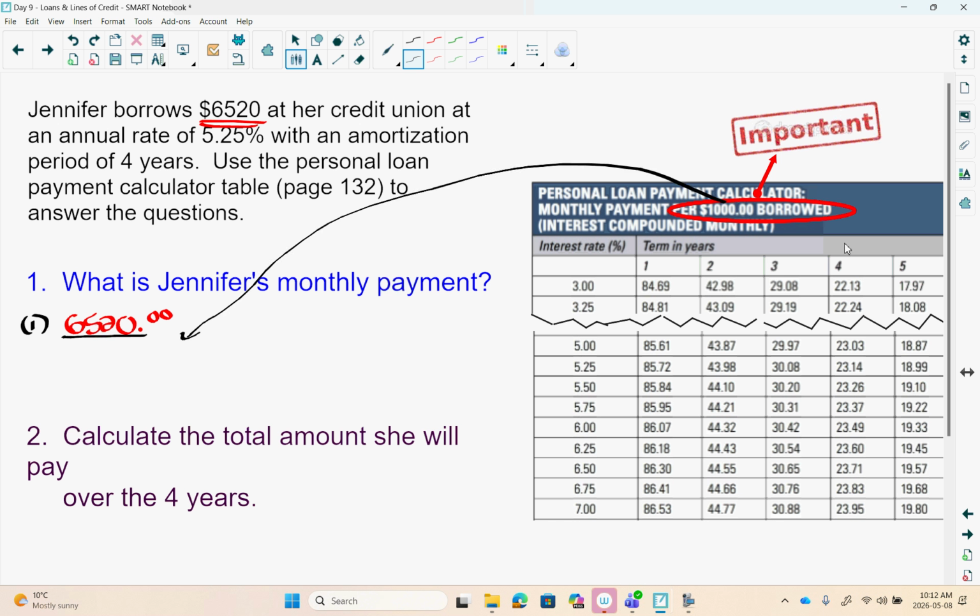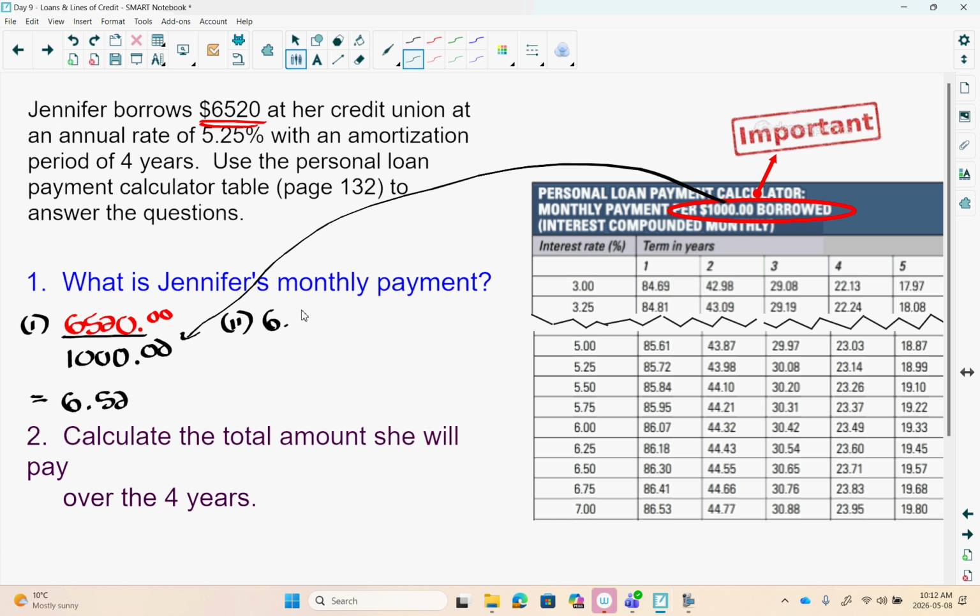1,000, because the loan payment calculator is based on the per $1,000 borrowed. So if I divide that by 1,000, that really just means swing the decimal place 1, 2, 3 spots to the left. If you do it in your calculator, do you get 6.52? Everyone cool with that?